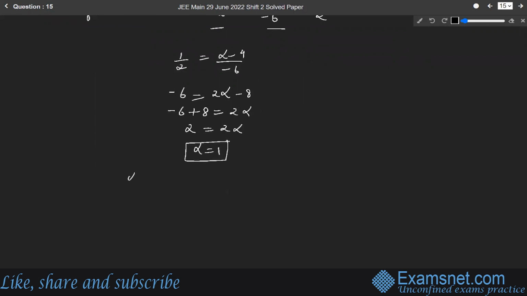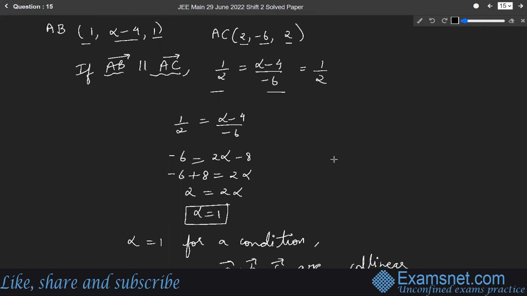So the value of alpha is equal to 1 for the condition in which A vector, B vector, and C vector are collinear. We have assumed that AB vector is parallel to AC vector just to get the value of alpha for the condition that A, B, and C vectors will be collinear.